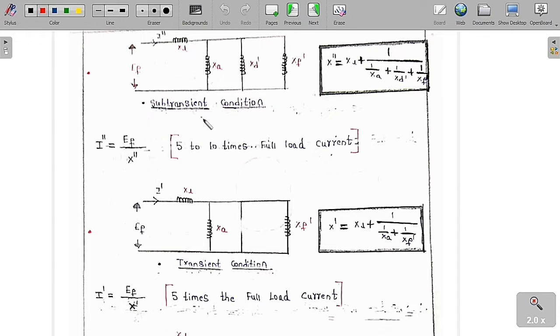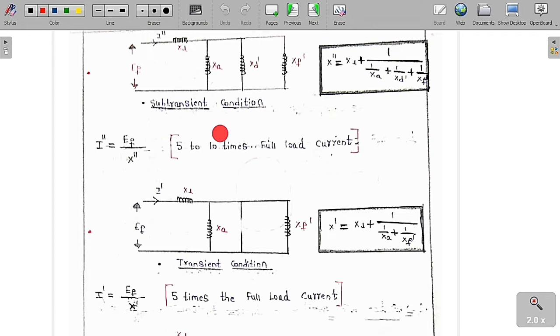One is called the subtransient. Then we are going to see the transient, and then the steady state. These are the three graphs that we are going to visualize, and we are going to find the net reactance at each of these conditions in a very detailed manner. The first concept that we are going to see is called the subtransient condition. This is the initial condition that we are going to visualize.